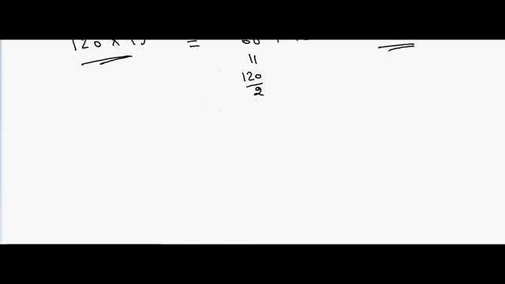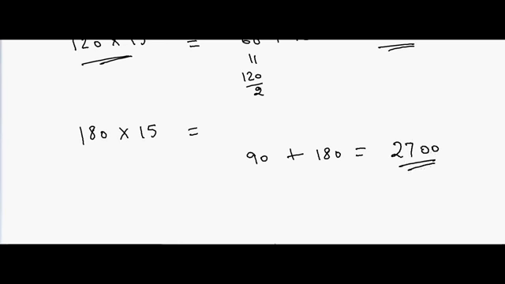So again, if I have 180 to multiply by 15, that will be equal to half of 180, which is 90, plus 180. So 18 and 9, that's equal to 27. I have two zeros in the end. So that's our answer.